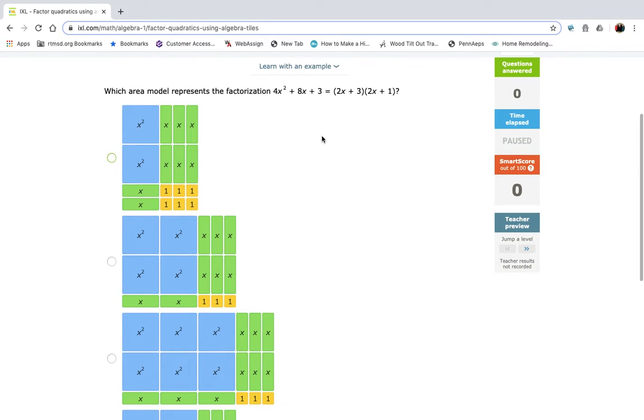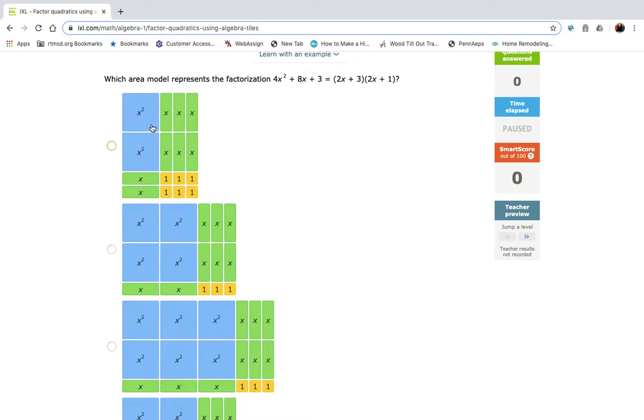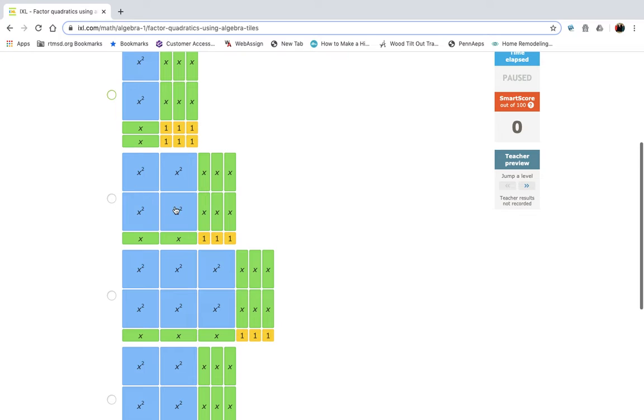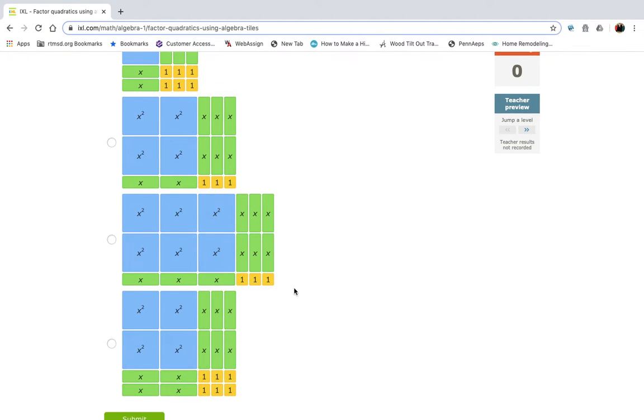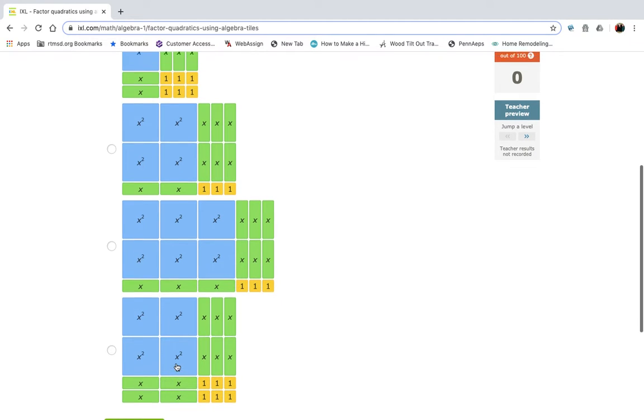Okay, so first thing you want to do is look at these to see which one corresponds to your figure. So for example, 4x squared. I'm looking for one of my answers that has 4 blue blocks. So I know it's not the first one because that only has 2. It could be the second one because that has 4. It's not the third one because that has 6 blue blocks. So now I have to figure out, is it the second or fourth, because they both have 4 blue blocks.